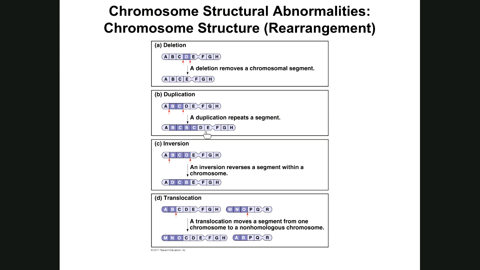Whereas with the duplication, it depends on how many duplications you have. It may or may not be picked up on a karyotype. Normally, it's just picked up through DNA sequencing. Translocations.